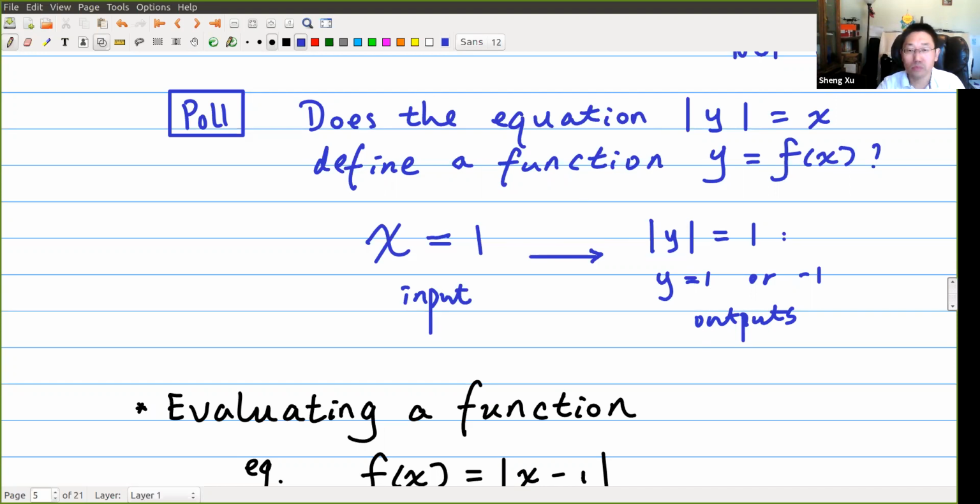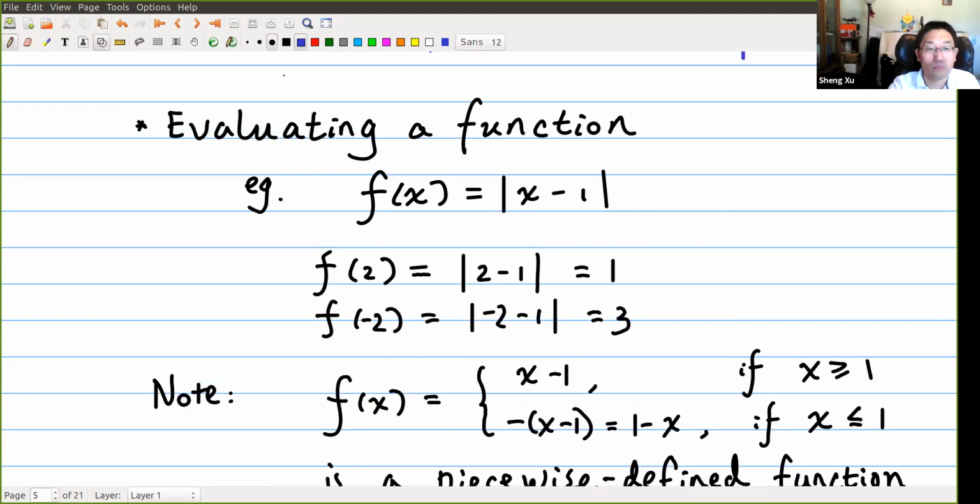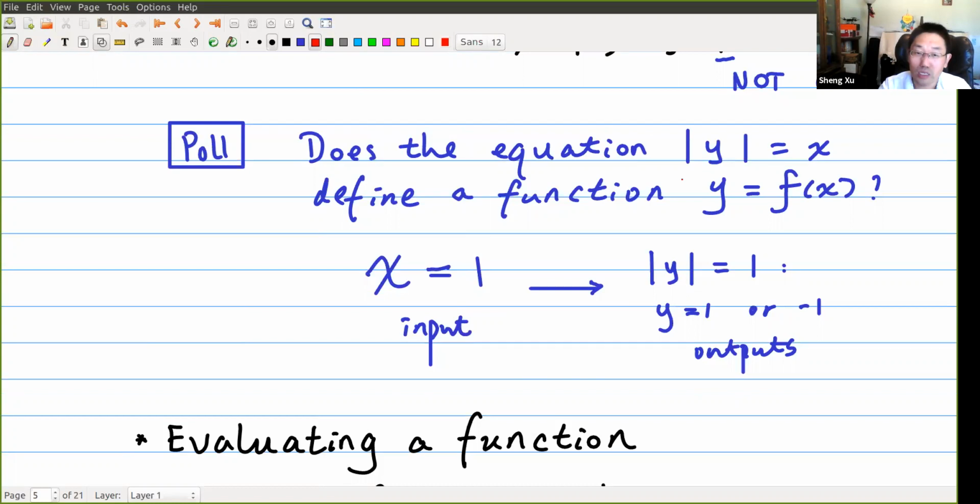Now, how to evaluate a function? Say I have a function f(x), which is equal to the absolute value of x minus 1. Okay, this is a function because when you look at this expression here, I'll use red color. Give me one x, you subtract 1 from that x, and you take the absolute value, how many numbers can you get? Of course, you can only get one number, right? So it's totally fine, okay? This is different from the poll problem, because in the poll problem, the absolute value sign is on y, not on x. So that's the trouble there, okay?